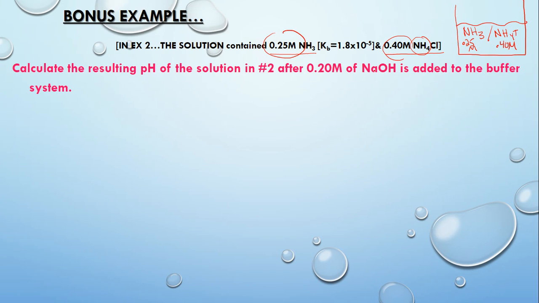So what we're adding here is sodium hydroxide. What you want to do is think about, what is sodium hydroxide? Well, it is a strong base. So what do we know about strong bases? We know that they're going to dissociate 100%. So what you want to do is do the stoichiometry first. You're going to take the OH from the strong base that's getting added.